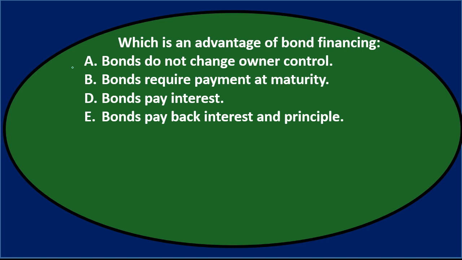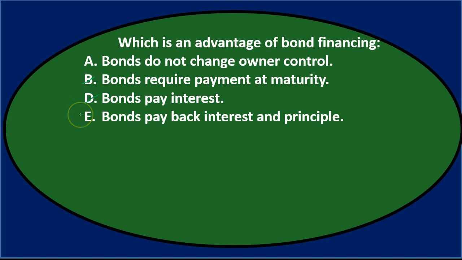That's true, but it's not good. We don't like to have payments at maturity. Is there another way to finance where we wouldn't have payments at maturity? Yeah, through stocks, but we'd have to give up some control to do it. So B is not an advantage. D says bonds pay interest. And again, that's true, but it's not an advantage. That's a disadvantage. We don't want to pay interest. Is there any way we could finance and not pay interest? Yeah, if we issued stock, but then again, we'd have to give up the control.